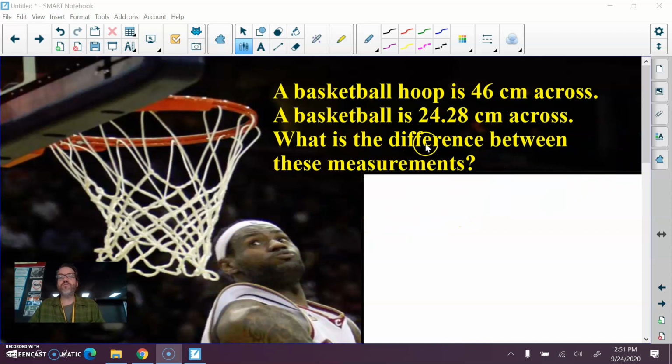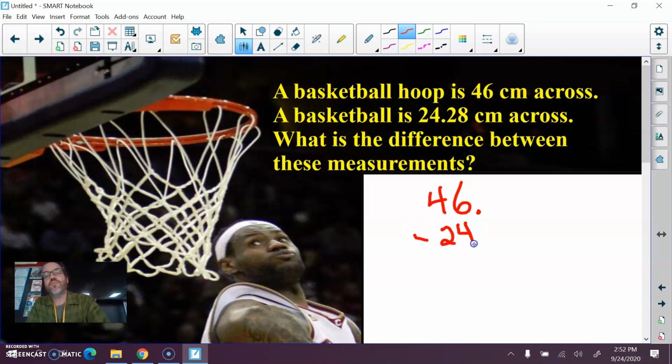And so if I'm looking for the difference, that means I'm subtracting. So I'll take the diameter of the hoop, 46. Where is the decimal point? Well, again, the decimal point, if it's not shown, it must be at the end of the number. And then I'll subtract from that 24.28. Now, remember, we have to line up the decimal points whenever we add or subtract. I have them lined up here. 46 was a whole number, so the decimal point was at the end. So now I need to fill in these 2 spaces, the tenths and hundredths places. I'll fill them with zeros.